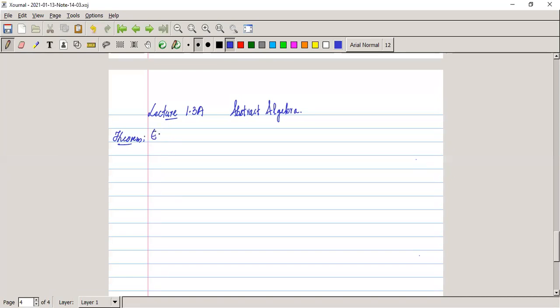Every permutation alpha in Sn is either a cycle or a product of disjoint cycles.